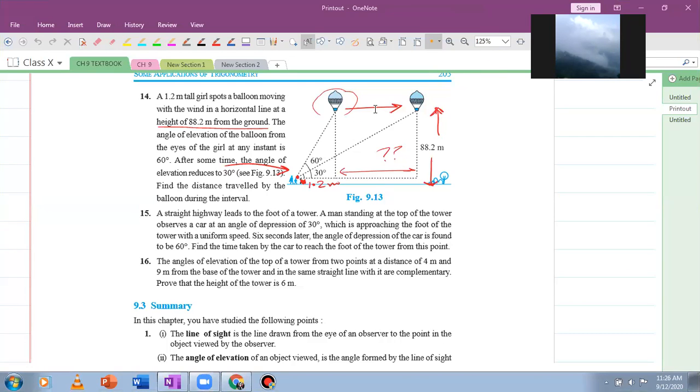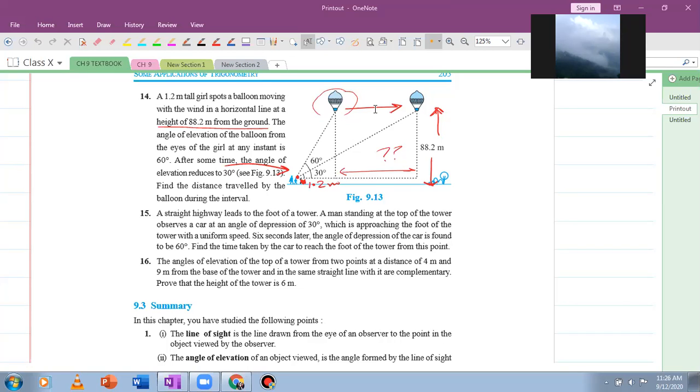So there is a girl whose height is 1.2 meters and she spots a balloon. The height of the balloon from the ground is 88.2 meters. Initially, the angle of elevation is 60 degrees, and this angle of elevation is from the girl's eyes, and then later the angle reduces to 30 degrees. So just because the angle has reduced, you would know that the balloon has moved further away.